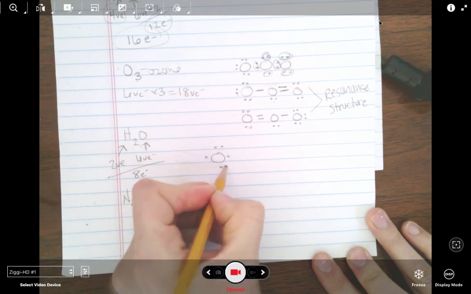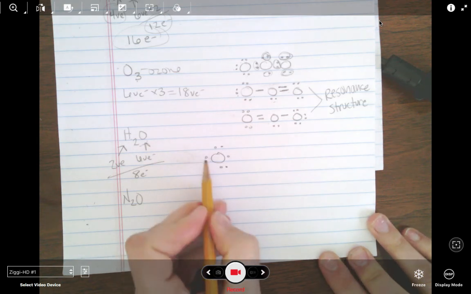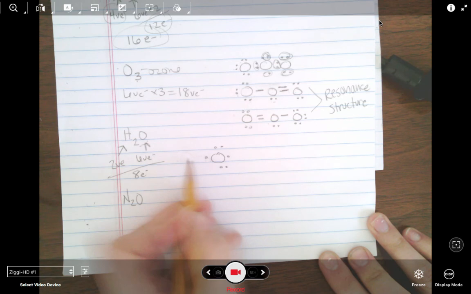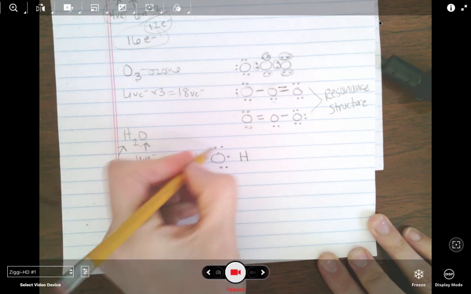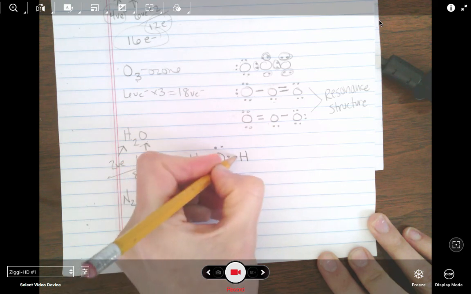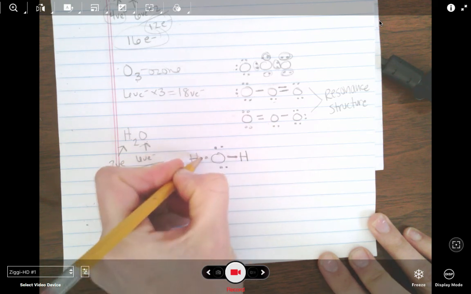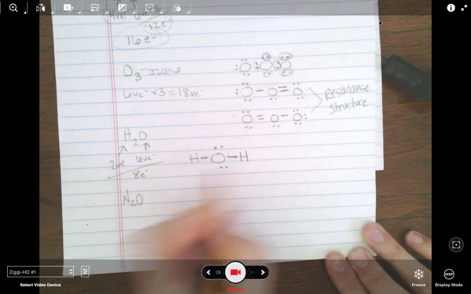The reason why I left the unpaired electrons on either side is so that I can put the hydrogens there. So you kind of have to project what you're going to need. And each hydrogen has one electron, so that's going to form a bond there. One electron, that's going to form a bond there. And so this is your water molecule.